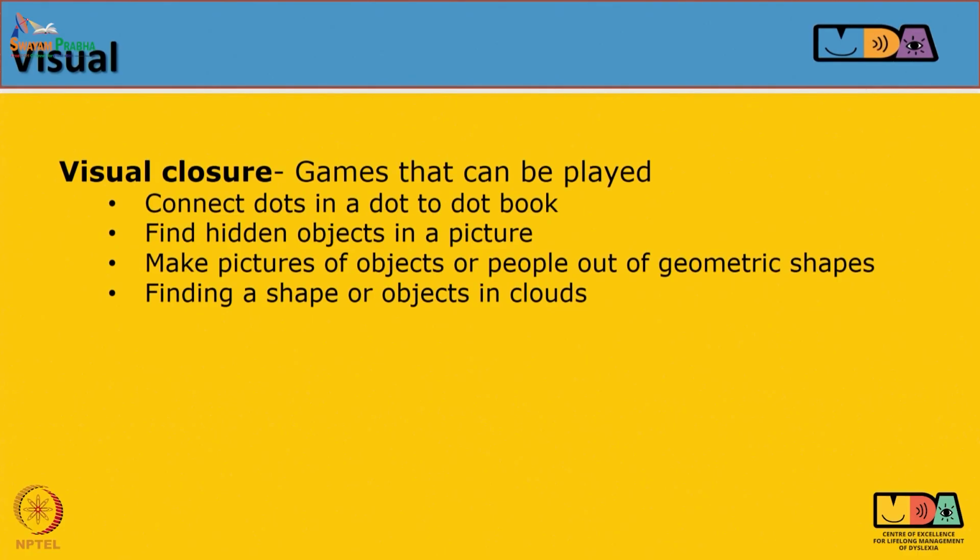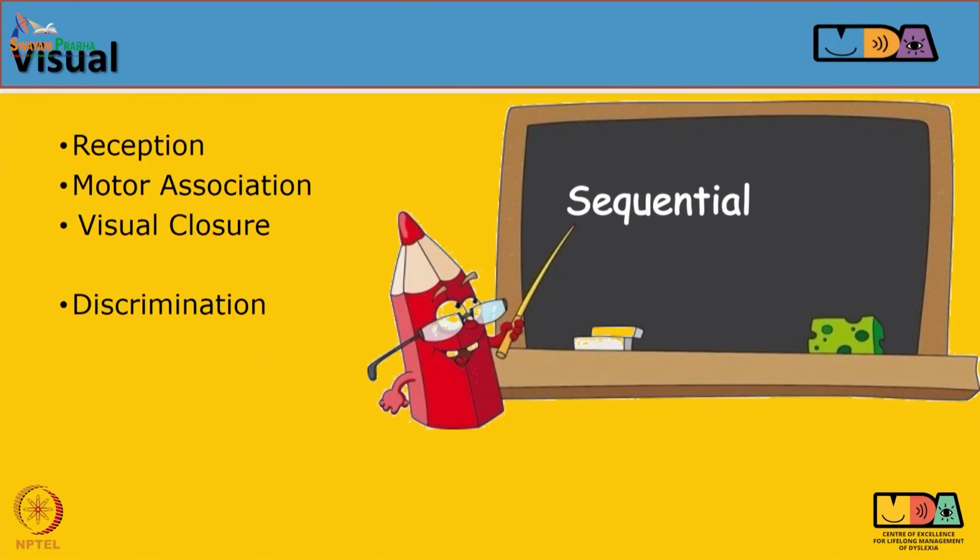Make pictures of people using geometric shapes, or find shapes in clouds as we travel, a good exercise for visual closure. Let him interpret the shape of the cloud to something that he sees. Can he fill in the missing part and say this looks like the shape of an elephant or a bird? Our next is the visual sequential ability.